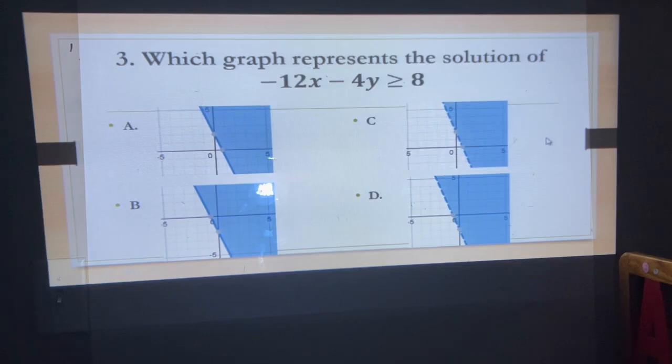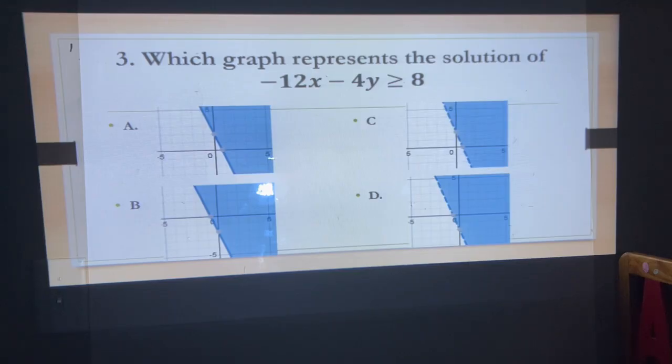All right, let's look at one more problem. We're looking at the graph that represents negative 12x minus 4y greater than or equal to 8. Now, we do not have to solve this, not if we have a graphing calculator. Remember, we're going to go the Desmos route first. Oh, I've got to change that to a 4.